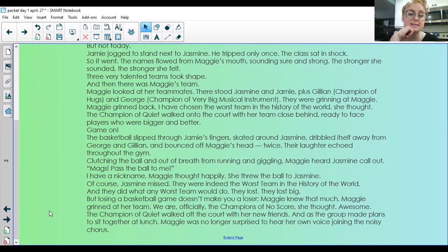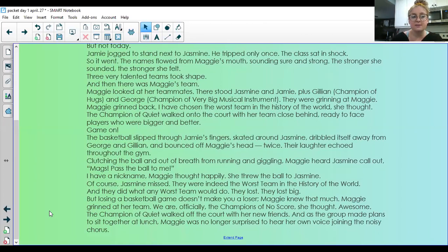And then there was Maggie's team. Maggie looked at her teammates. There stood Jasmine and Jamie, plus Gillian, champion of hugs, and George, champion of a very big musical instrument. They were grinning at Maggie. Maggie grinned back. I have chosen the worst team in the history of the world, she thought. The champion of quiet walked onto the court with her team close behind, ready to face players who were bigger and better. Game on. The basketball slipped through Jamie's fingers, skated around Jasmine, dribbled itself away from George and Gillian, and bounced off Maggie's head twice. Their laughter echoed throughout the gym.